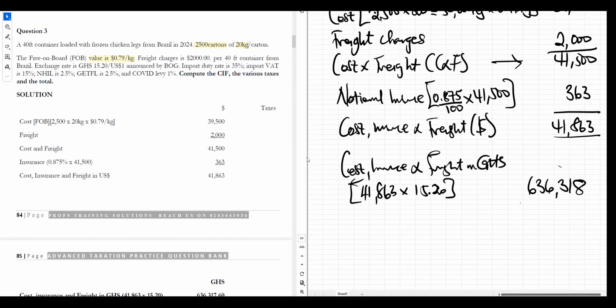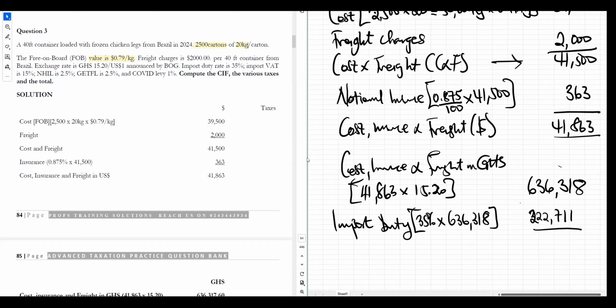All right. So now that we have this, what do we need? We need the import duty, right? The import duty will be added to the CIF. In the question, import duty was 35%. So 35% of 636,318 is 222,711.16.